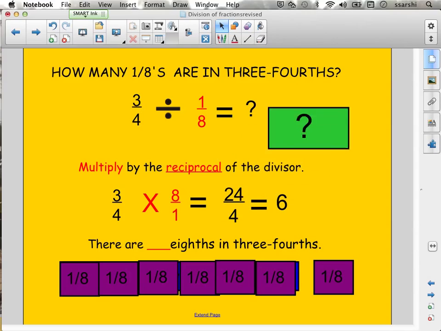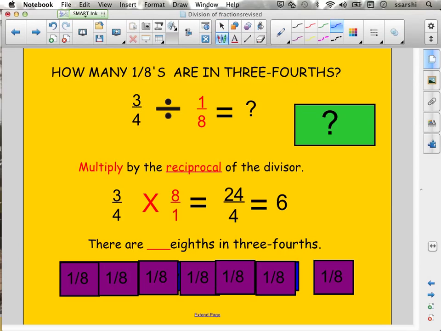Let's take a look at the answer. Multiplying numerators, 3 times 8 is 24. Denominators, 4 times 1 is 4. Simplifying the improper fraction of 24/4, and our answer is there are 6 eighths in 3/4.